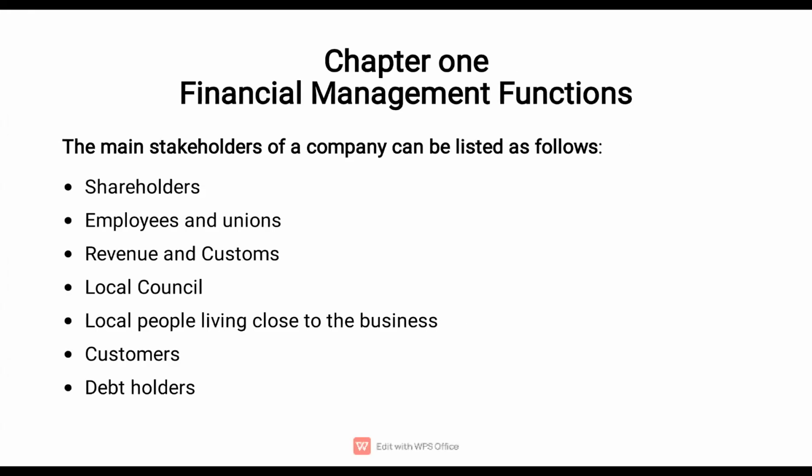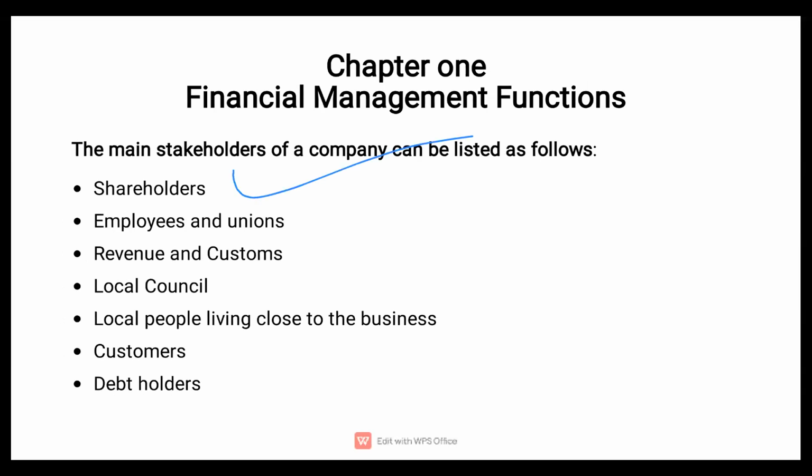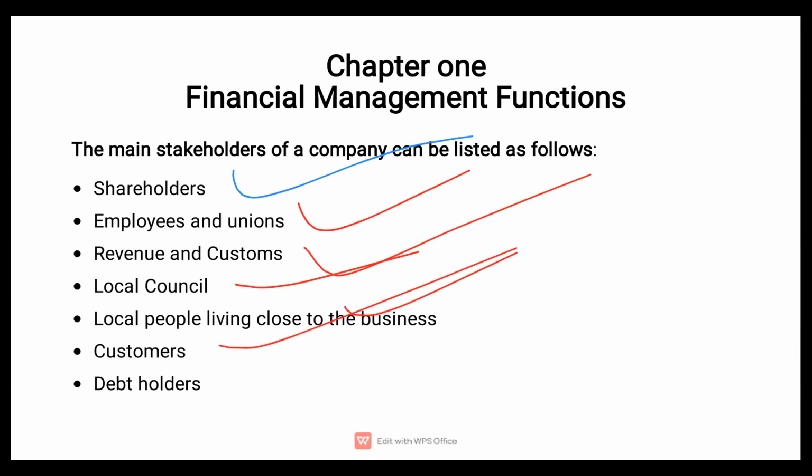Most of the stakeholders that companies or corporations have are listed as follows. Number one, you have the shareholders. Those are stakeholders as well. They are interested in and affected by the operations of the business. The employees and unions, the revenue and customs, the local councils, the local people, the government, the customers, and those people whom you owe as a business. All those people are interested in the running of the business and are affected either positively or adversely.